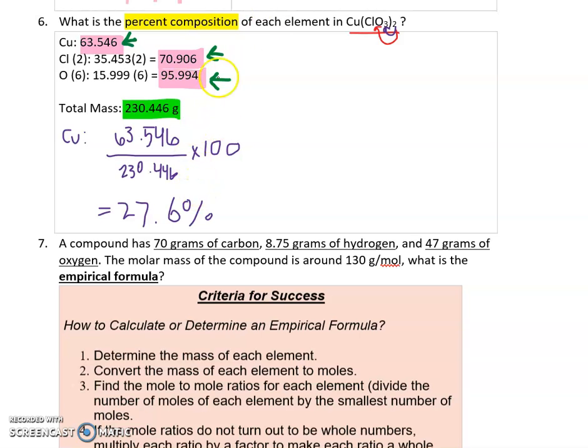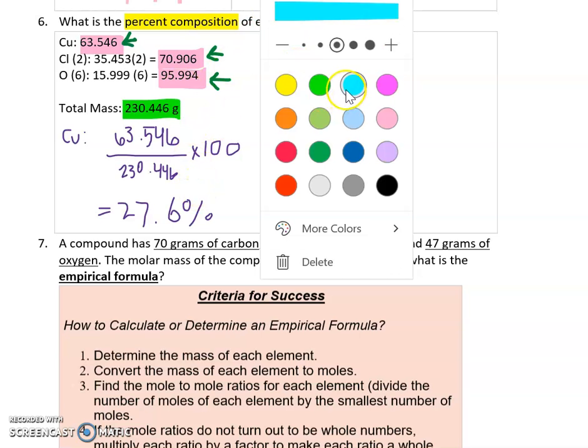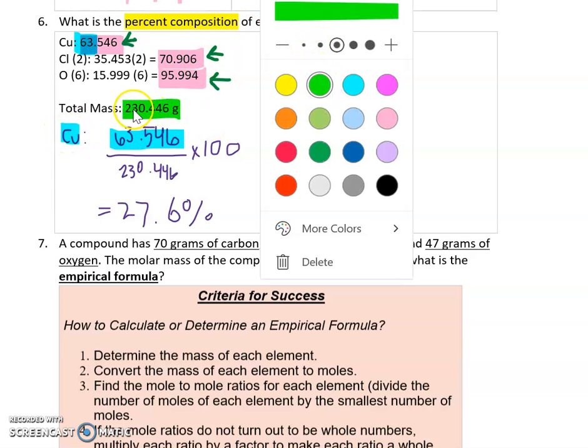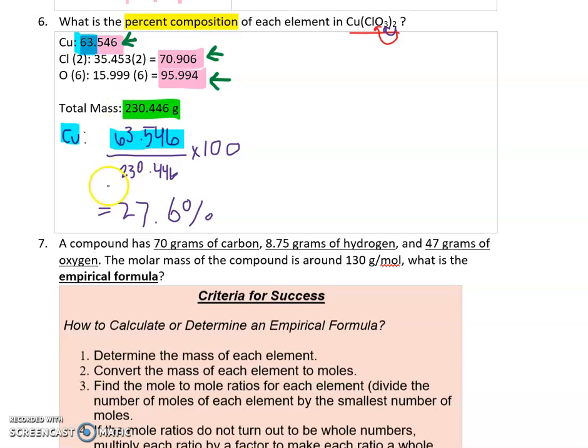So to recap, I took the mass that I found of copper right here and put it at the top, because I'm finding copper. And then I took the total mass of my whole compound and put it below. And then I multiplied by 100 to make it a percent, and I got the percentage of copper.